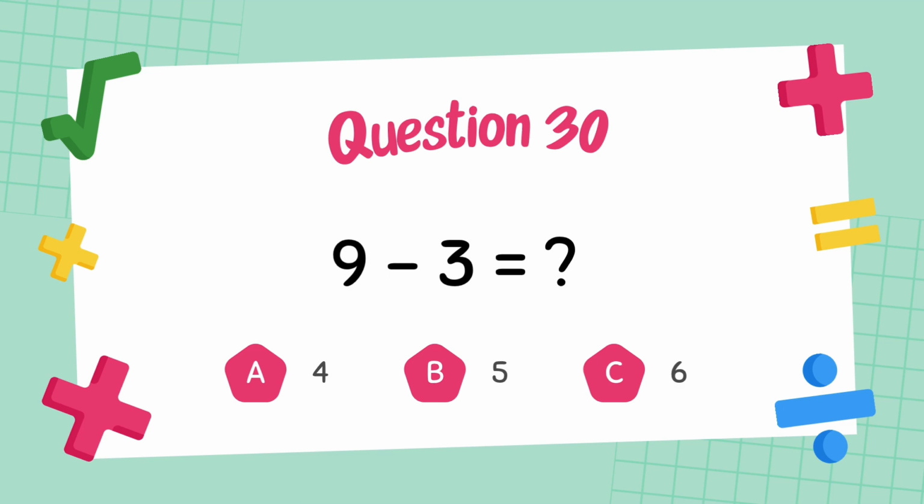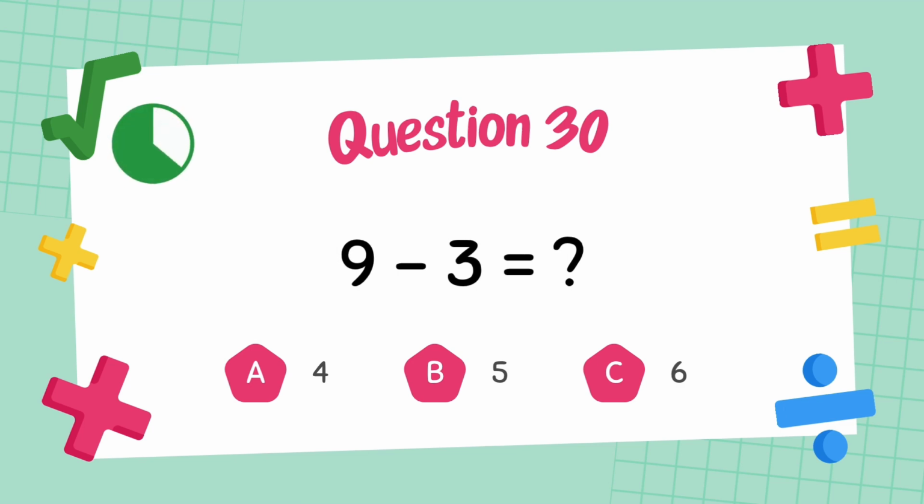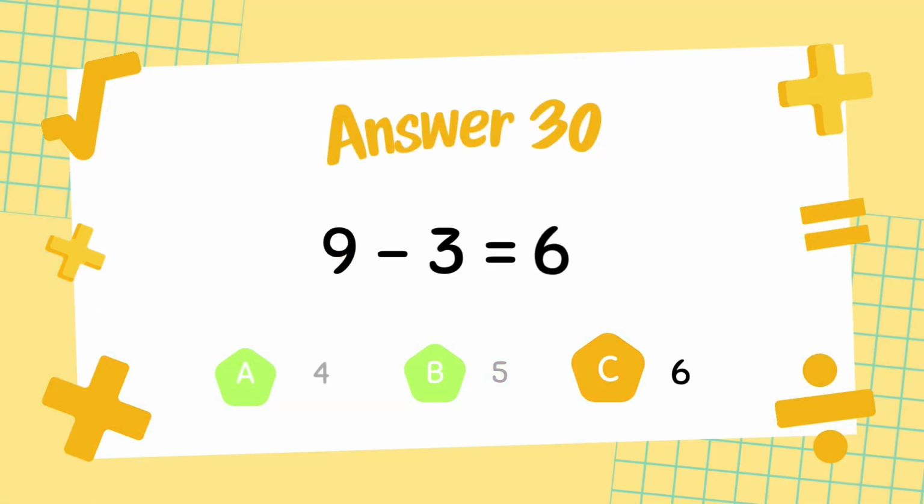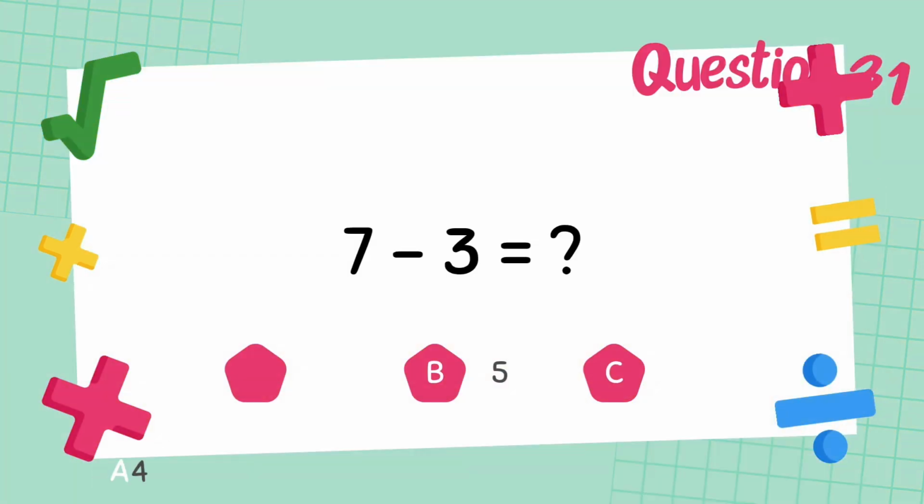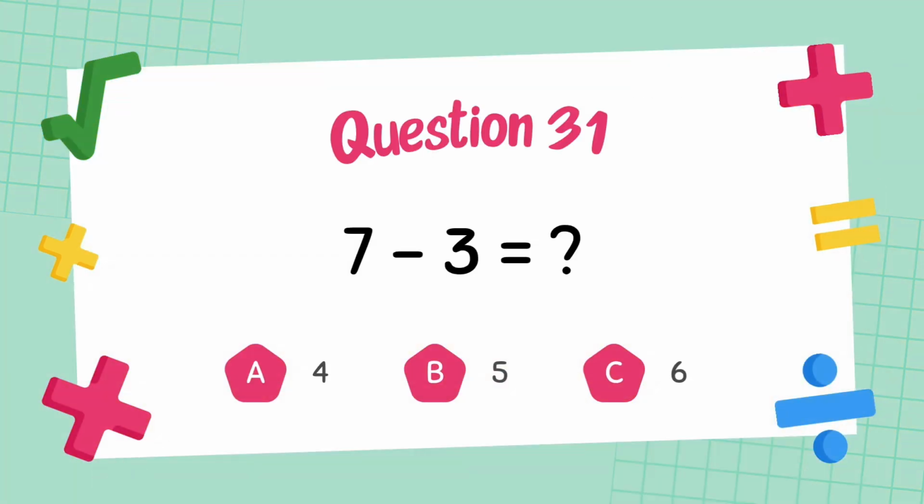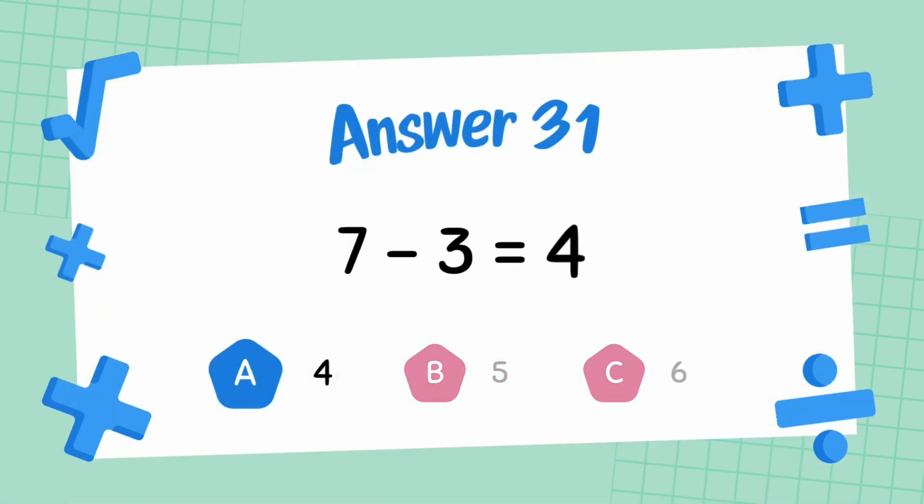What is 9 minus 3? The answer is 6. What is 7 minus 3? The answer is 4.